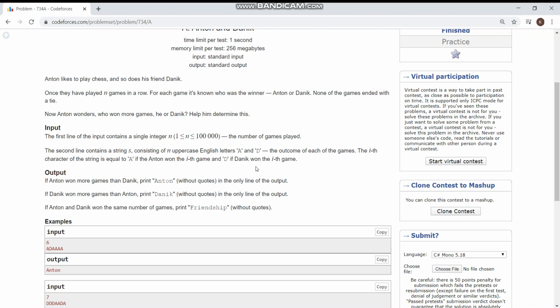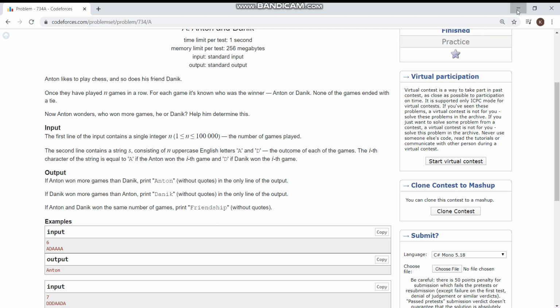Now we must go through that string and check who has won more games. That is, we must check whether A is more or D is more in that string. If the number of A in that string is greater, we must print Anton. If the number of D is greater, we must print Danik. And if both are equal, we must print friendship.